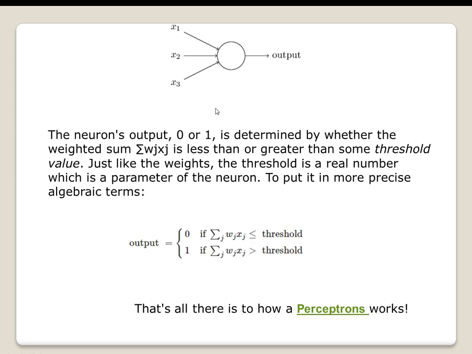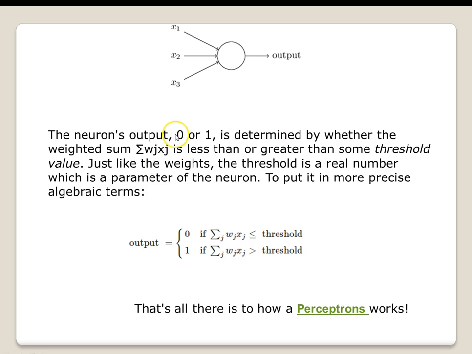The neuron's output, 0 or 1, is determined by whether the weighted sum, pardon me again, I didn't use subscripts here, but I mean to say W sub j and X sub j. So W sub j stands for what? W sub 1, W sub 2, W sub 3 are the weights. And we're going to take x1 times W1 plus x2 times W2 plus x3 times W3, and we're going to sum them up. That's what this means, right?